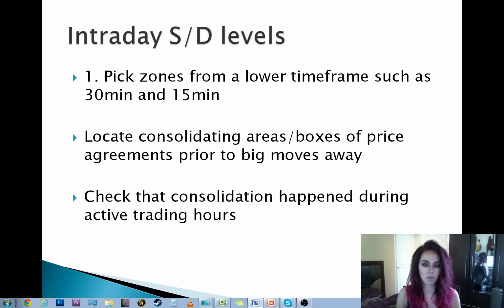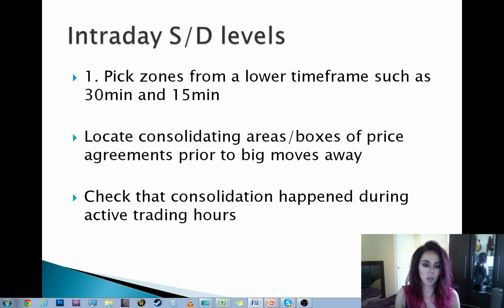Once you find your consolidation, I recommend checking whether the consolidation happened inside active trading hours. For example, if you're looking at euro-dollar, trading hours start with the Frankfurt open and finish at the Wall Street close. In London time, that's 7 a.m. to 9 p.m., because that's the time euro-dollar trades throughout the overlap of the two biggest exchanges in the world, London and New York. That's a window of about 14 hours.